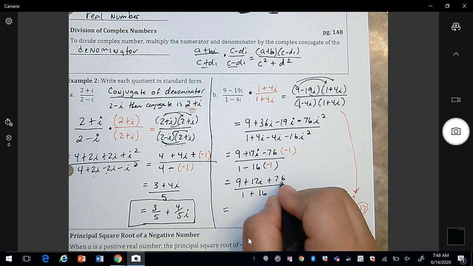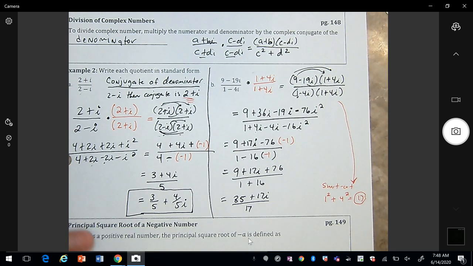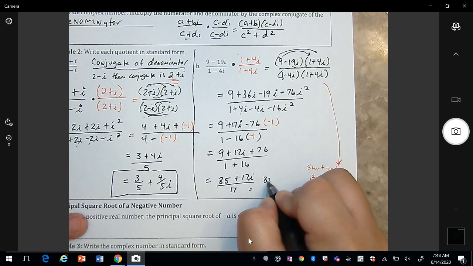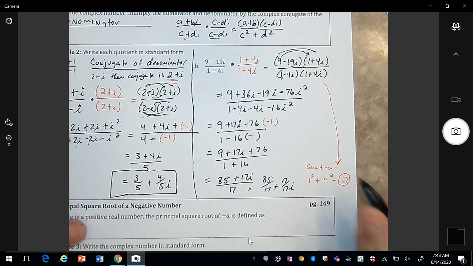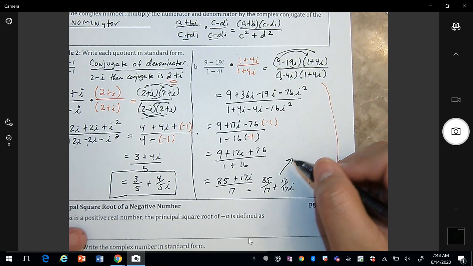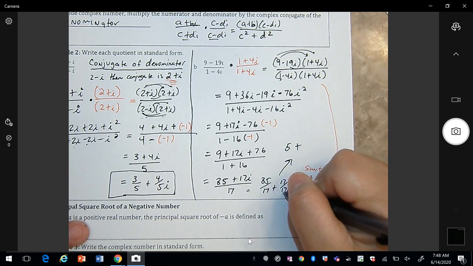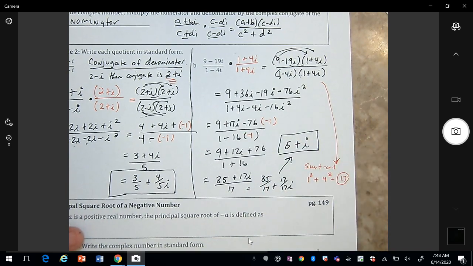9 plus 76 is 85, divided by 17. So in standard form, this would be 85 divided by 17 plus 17 divided by 17i. We can simplify. So 85 divided by 17 is 5. 17 divided by 17 is 1. So my answer is 5i.